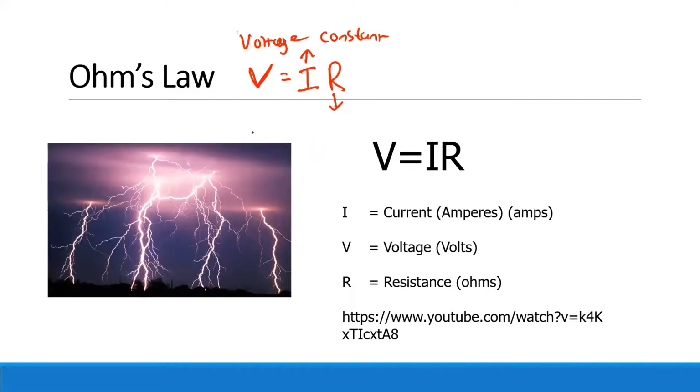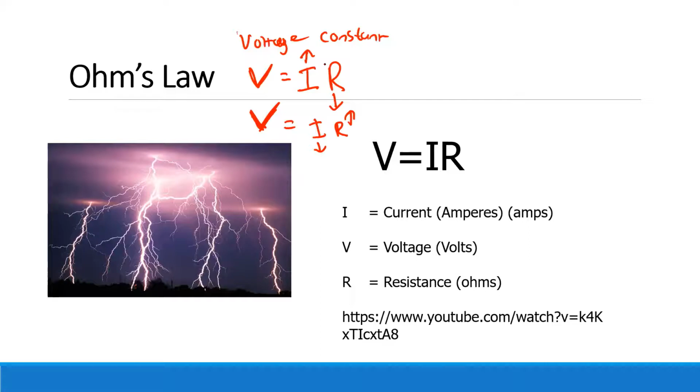You could say as well, if you have a fixed voltage, as the resistance goes up, as it gets harder for those electrons to move through, the current will go down. The speed of the electrons will go down. If you increase the resistance, the current will go down.